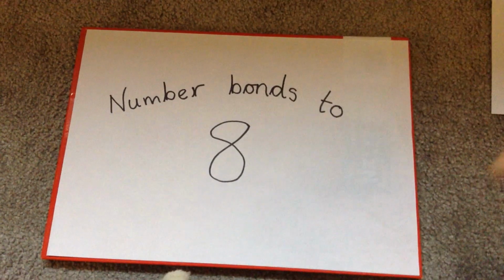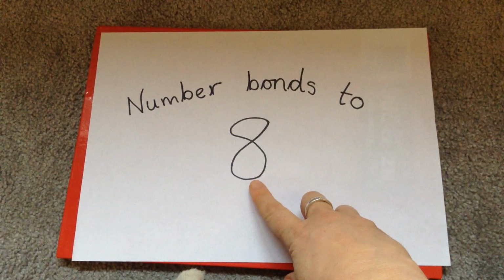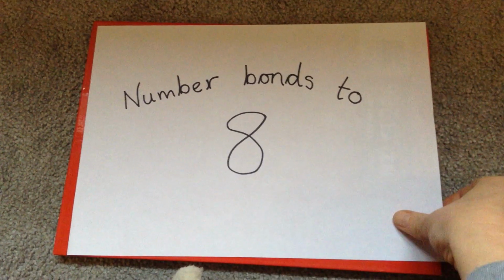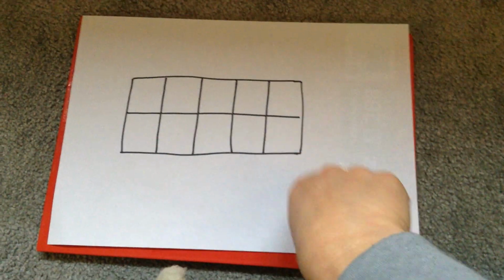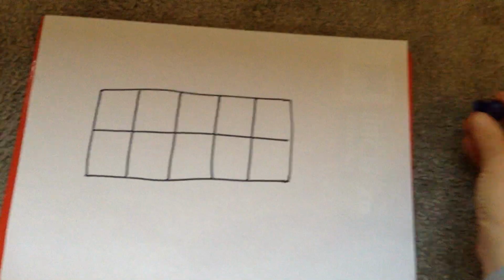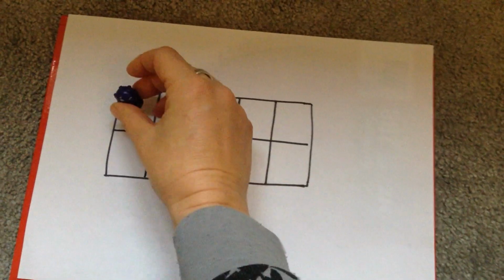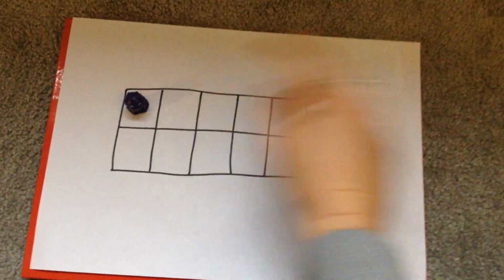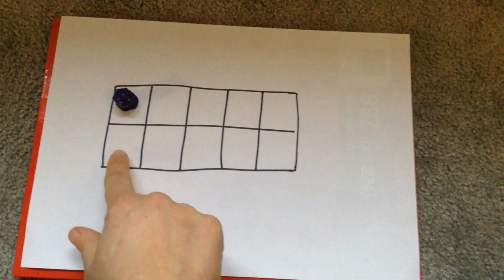So we're going to be looking at the number 8 and how we can split that number into two groups. First of all, we need 8 items, and I have got 8 Pokemon here. So I'm going to put the Pokemon into my tens frame. When we use a tens frame, we start by counting here in this top left hand corner. We fill up this line and then we start on this line.